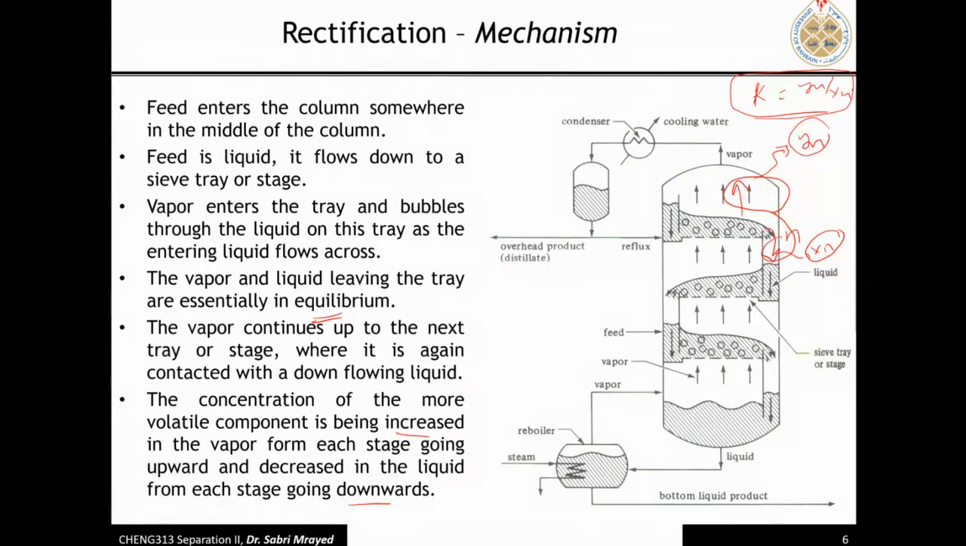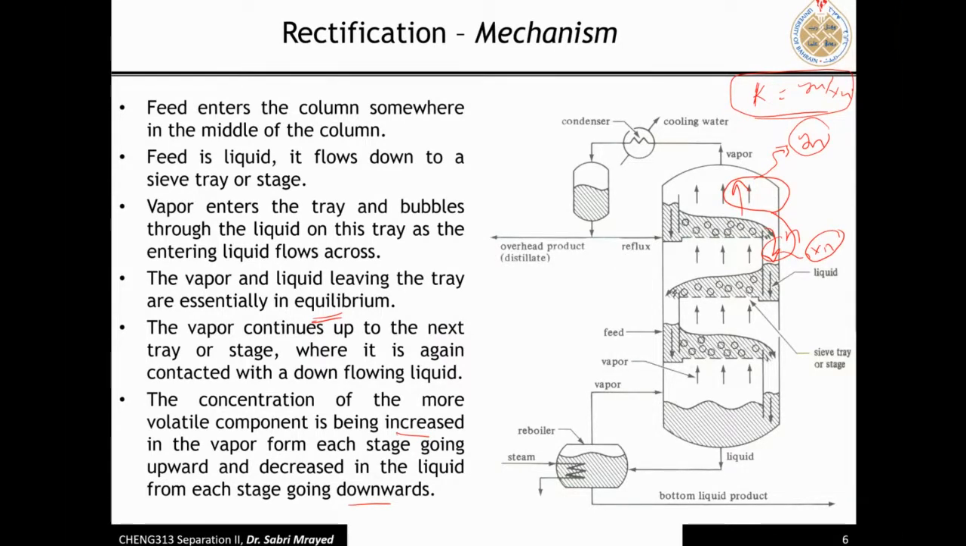So you will end up with two streams. One is going up and one is going down. The last stage at the top will contain a huge amount of the more volatile component, and the liquid at the bottom will contain a very small amount of the more volatile component. And the other way around for the heavy component.